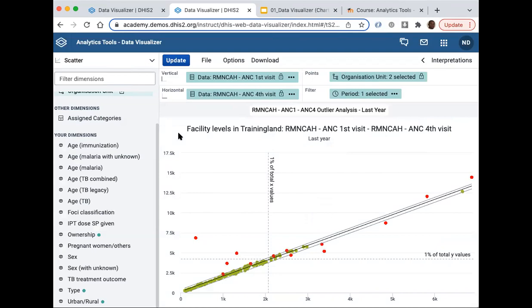So in terms of the two data elements we're looking at, we want to compare the ANC first visit to the ANC fourth visit using the scatter plot, and this is really going to use the outliers. We'll be able to apply either interquartile range, Z scores, or modified Z scores into this. So this is also a new entry into DHIS2. Mostly for those who have been working with the immunization programs, this was one of the apps that we had originally that was separate. And so this has been brought into the core for us to be able to have at least the scatter plot.